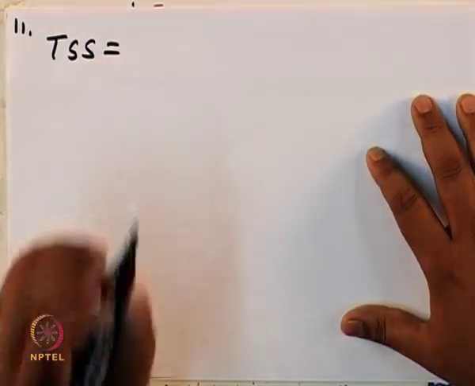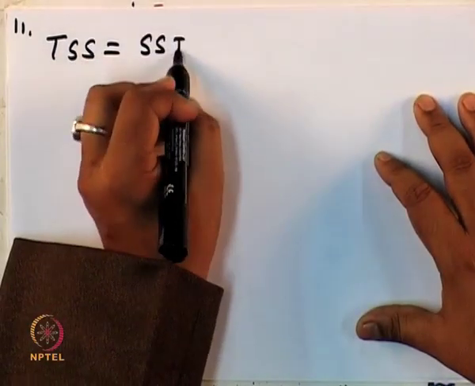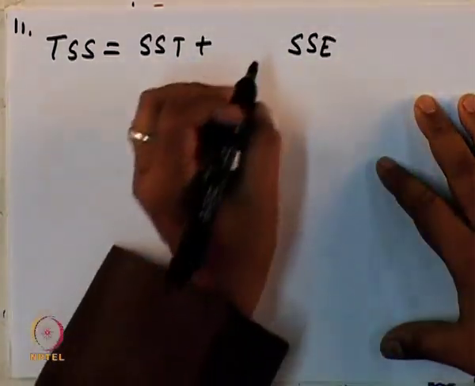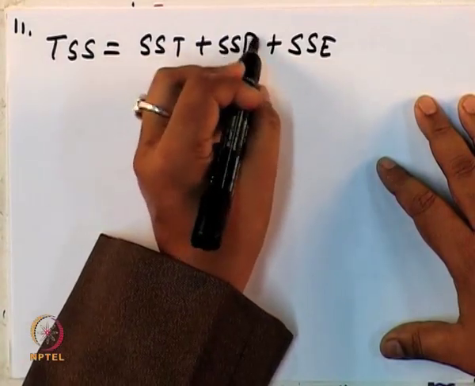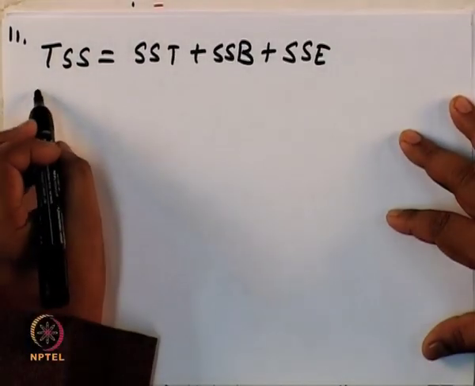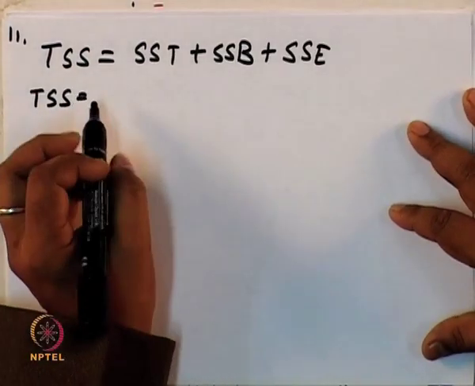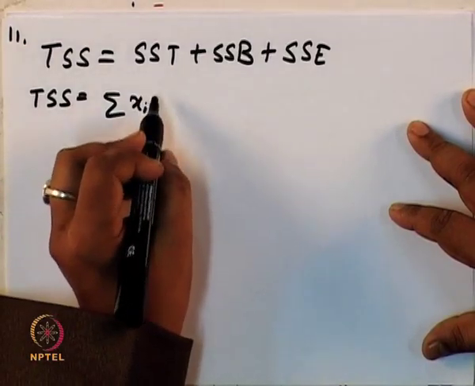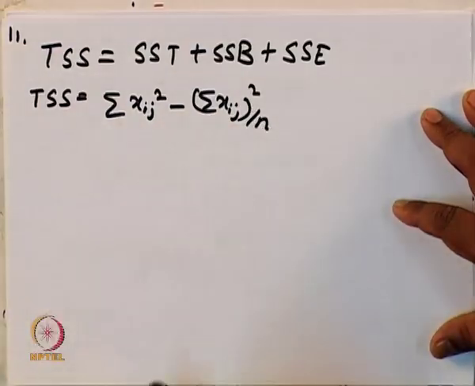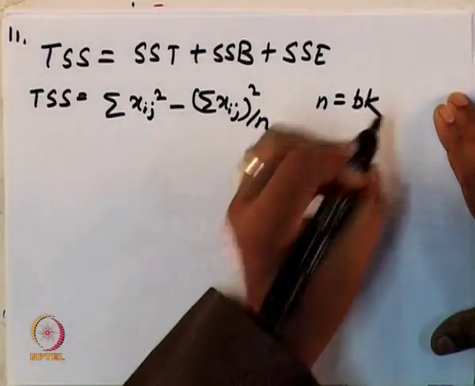In this approach, earlier you would write TSS equal to SST plus SSE, but here we have one more term which is SSB, the sum of squares of blocks. I can write the TSS as before, which is summation of xij square minus summation of xij whole square by n, where n is equal to b times k.